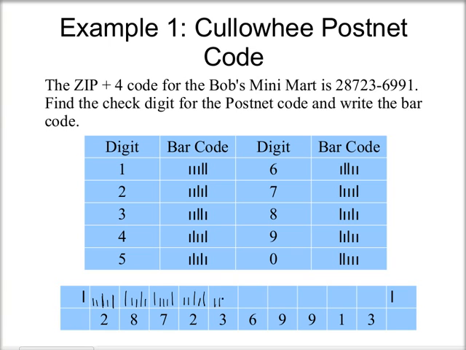3 is going to be 2 short bars. Oops, put those closer together. 2 short bars, 2 long bars, and 1 short bar. 6 is going to be short, 2 long, and then 2 short. 9 is long, short, short, and I've got another 9 here. 1 is 3 shorts followed by 2 longs, and then 3 is going to be 2 shorts, long, short, long. So that is my postnet barcode for that zip code.